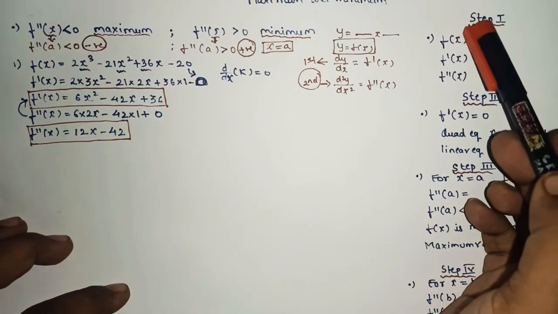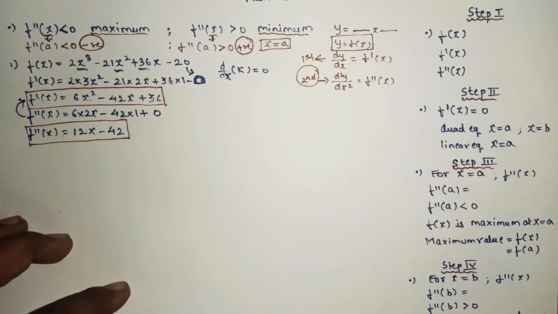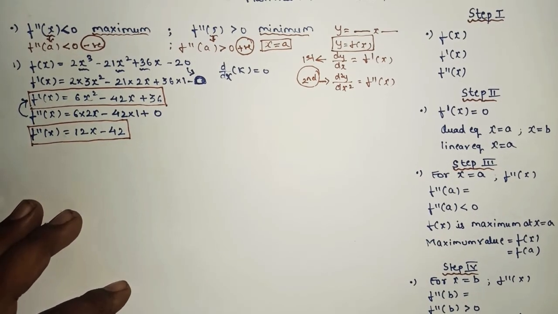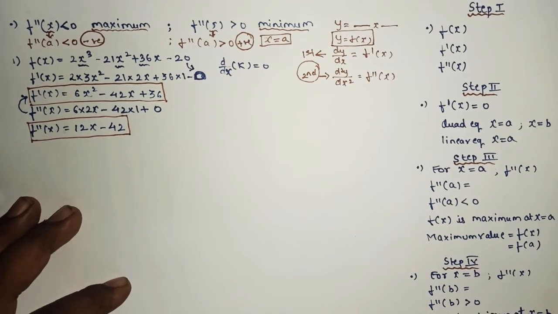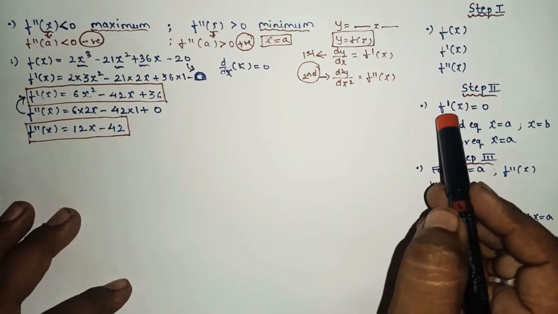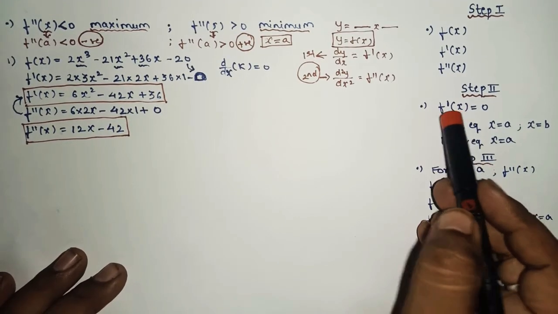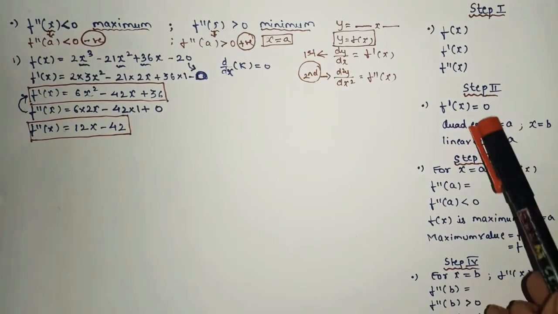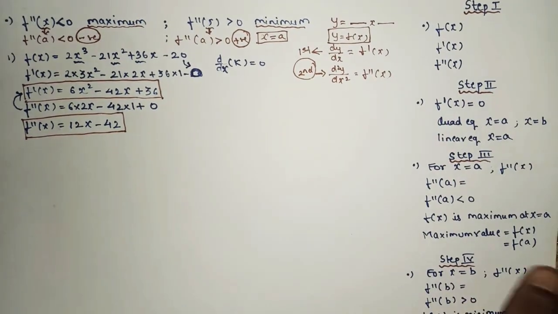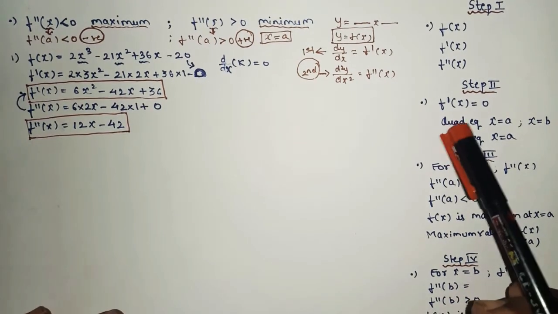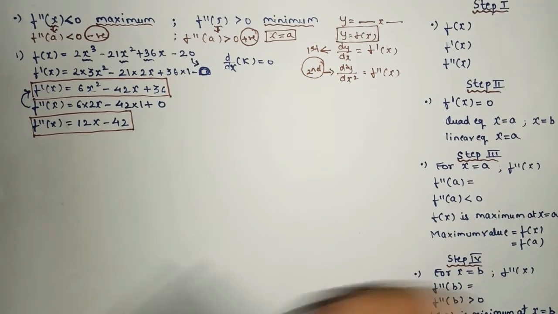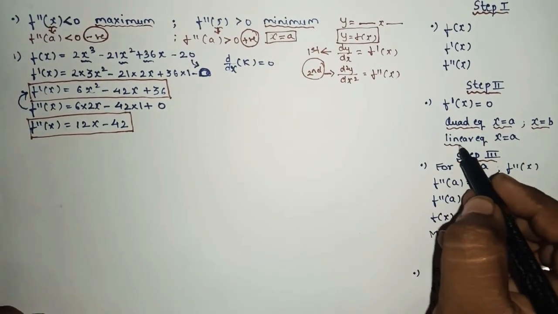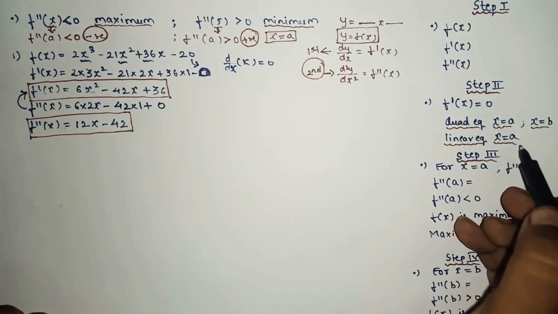So as we have completed the first step, I hope you all understood how to process the steps. So now we'll move on to step number 2. Step number 2 says that in the first derivative you have to put it equal to 0. So when you put f dash x equal to 0, sometimes you will get a quadratic equation. Whenever it is a quadratic equation, of course you will get 2 answers for x. Whenever it is a linear equation, you will get only one answer for x.